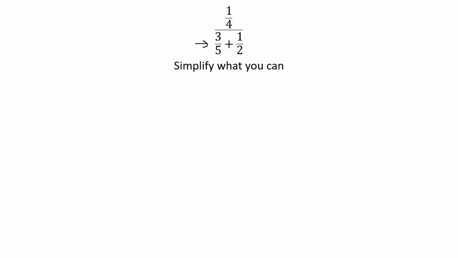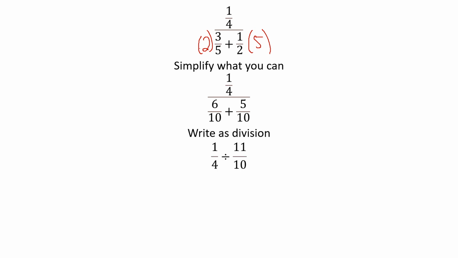So when I'm adding, remember I have to have a common denominator. 5 and 2 can both become 10. So I multiply this whole fraction by 2 and multiply this whole fraction by 5. And let me erase that first arrow I had drawn there. I then end up with 6 over 10 plus 5 over 10. Then add those fractions on the bottom and rewrite it as division. I sort of did this in 2 steps. This equals 11 over 10.